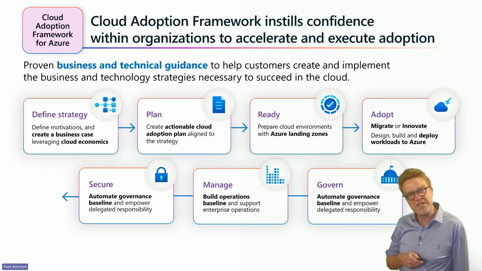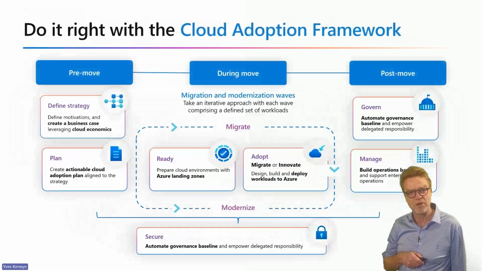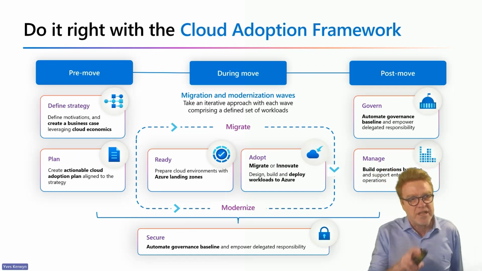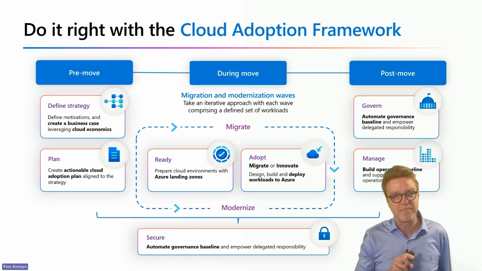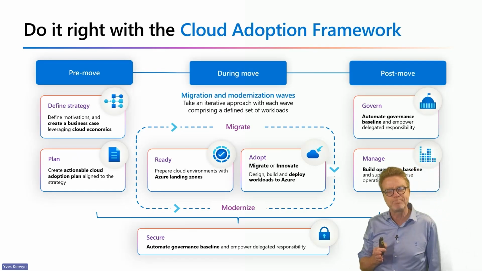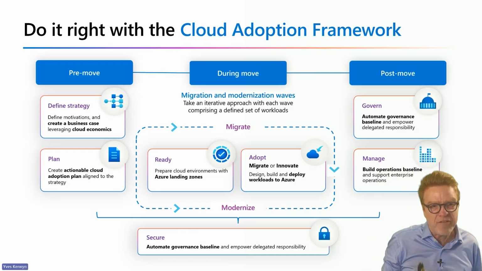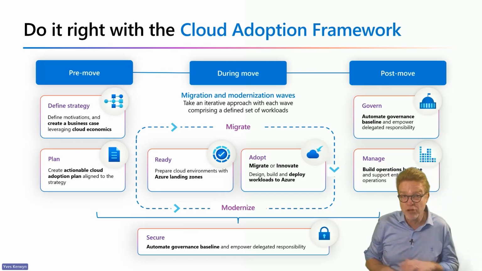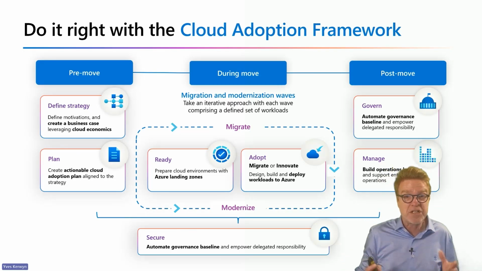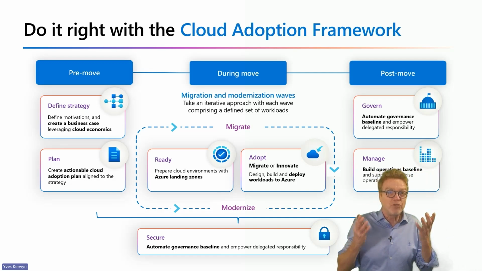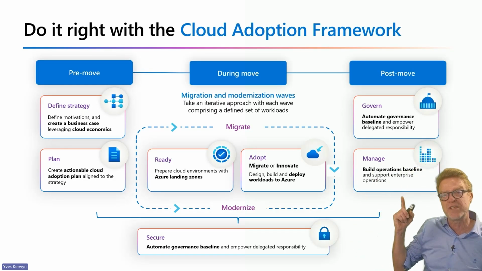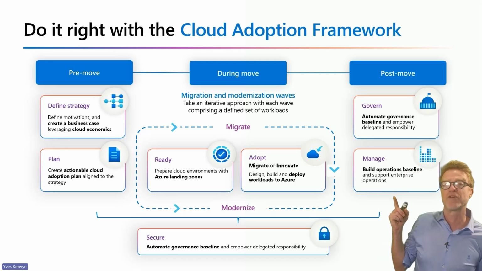A nicer way to visualize this is this one. Have a look. It's actually a restructuring of the same blocks in the pre-move, during move, and post-move. And what I always like to stress here is that define strategy, plan, and ready, these 3, so 2 from the pre-move and 1 from the during move, are probably the most important things to think about. Even in the ready methodology stage, you are not actually deploying anything related to your workload. You're not migrating anything, you're not innovating, or modernizing anything in the cloud yet, but you are doing very important things that are fundamental for the success, and especially fundamental for the things that you will be leveraging in the post-move phase, the governance and the manageability of your solution.